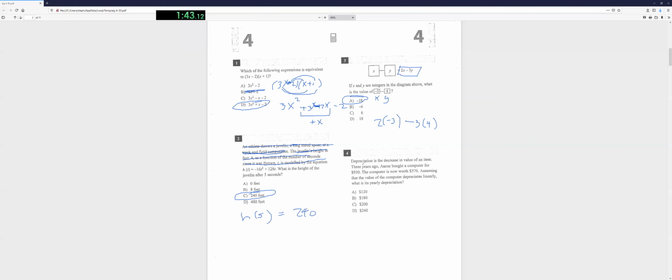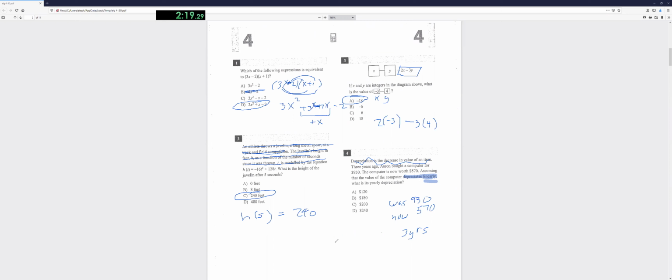Depreciation is the decrease in value of something over time. Bought a computer for 930. Now it's 570. And that was 3 years passing. The most important part to take from this is that it's depreciating linearly. That linear is super important. Normally, you would expect this to be an exponential decay, and that makes it very fancy. You have to do like logarithm stuff. We don't have to do that here. Depreciates linearly means it goes on a smooth slope.